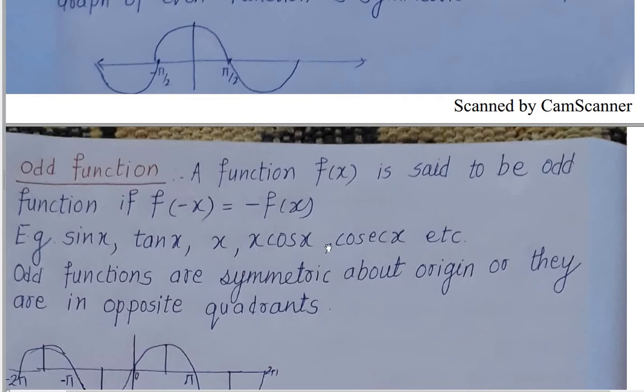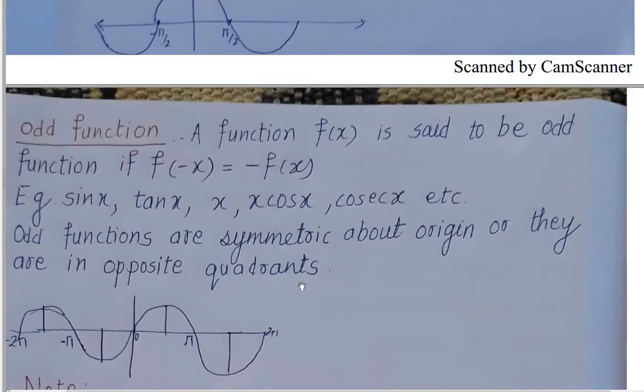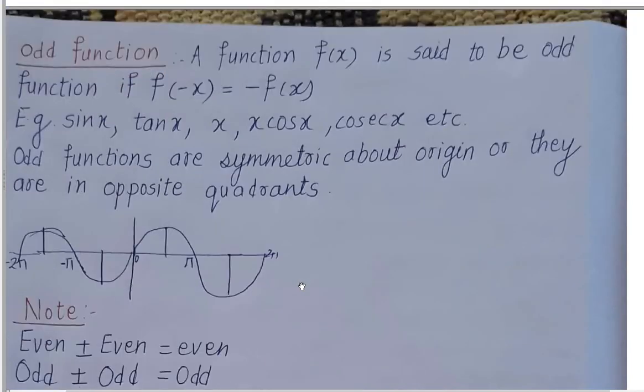Then minus x into cos of minus x. But cos of minus x is cos x, so minus x multiplied by cos x is minus of x cos x. Similarly, cosec x is also an odd function. And the graph of an odd function is always symmetrical about the origin, as well as in the opposite quadrant.